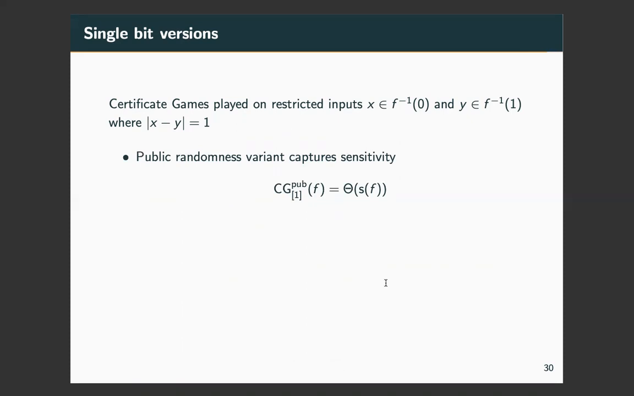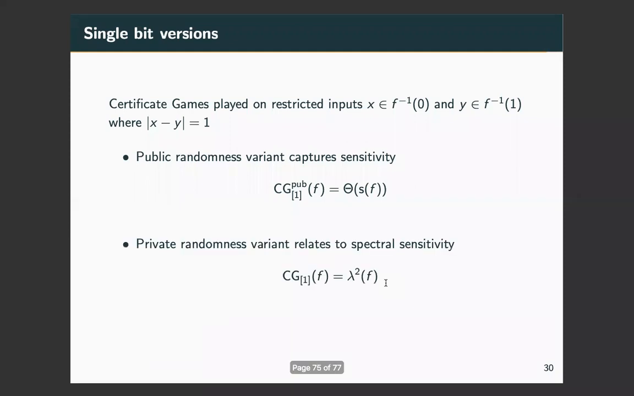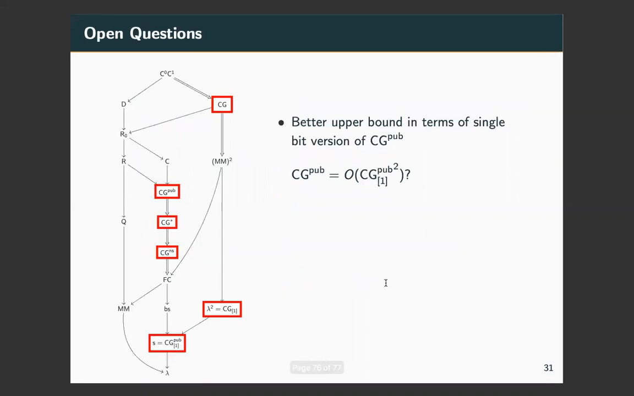We show that the public randomness variant characterizes the sensitivity exactly, and the private randomness variant is equal to the square of the spectral sensitivity. Now we bring back the diagram, which illustrates the relations that we have discussed in this talk and more.